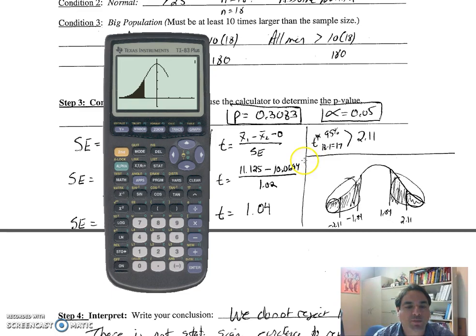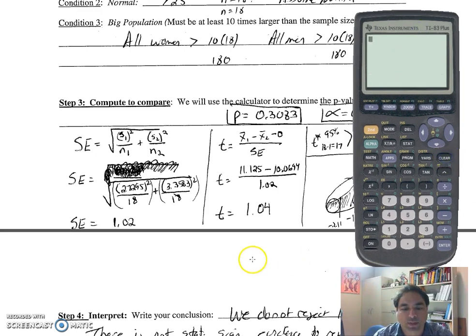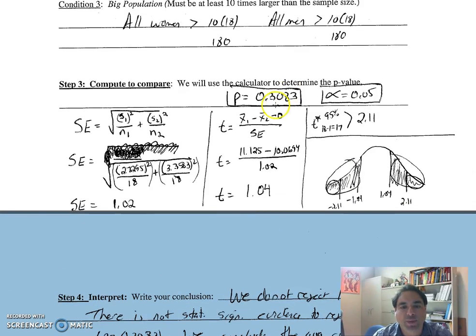And this gives us the picture. Remember, it's shading both sides because we're doing not equal to. We get our t of 1.03, very close to 1.04, and there's your p-value, 0.3083. So we compare our p-value, 0.3083, to our alpha, 0.05.